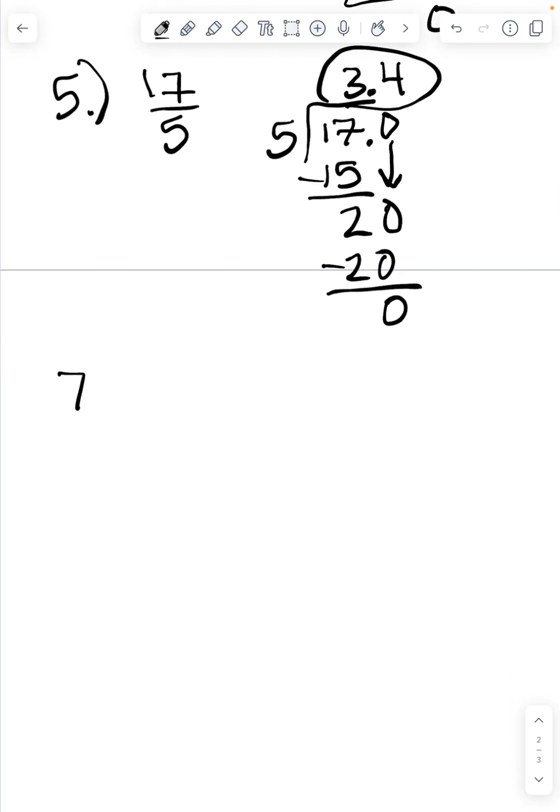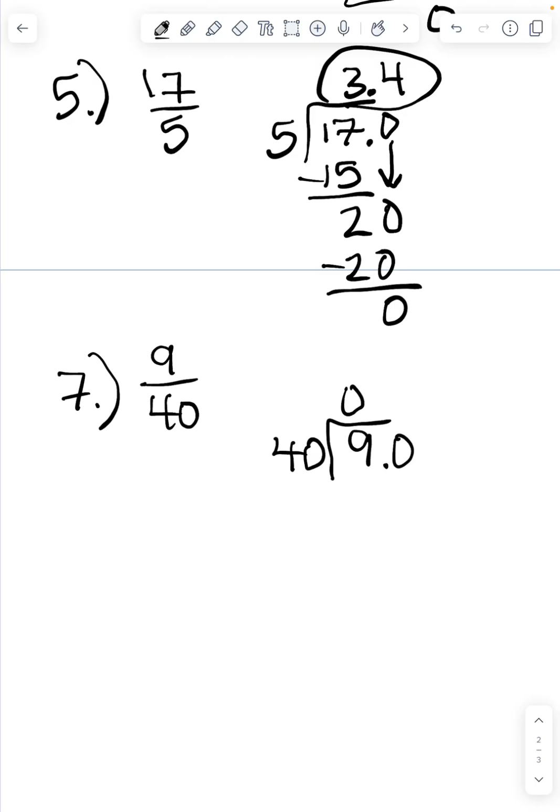Number 7, we have 9/40. Okay, so this is 9 divided by 40. Right, 40 does not go into 9. That means we need to add a decimal, bring up the decimal. 40 goes into 90 2 times. That gives me 80. Subtract and get 10. Need to add a zero to bring down.